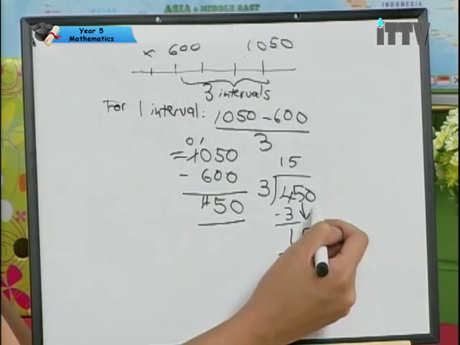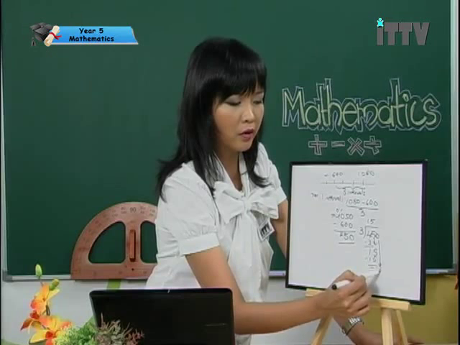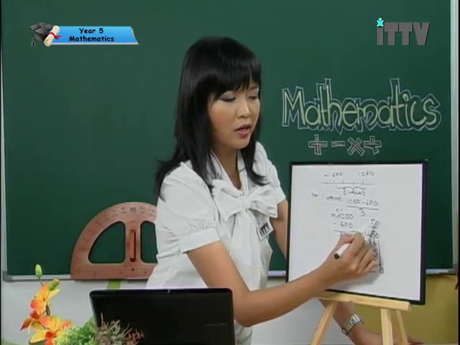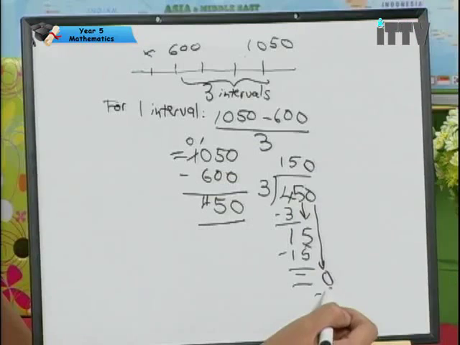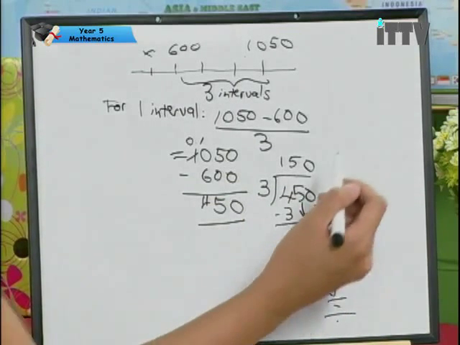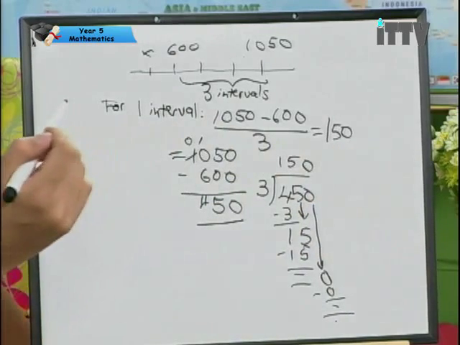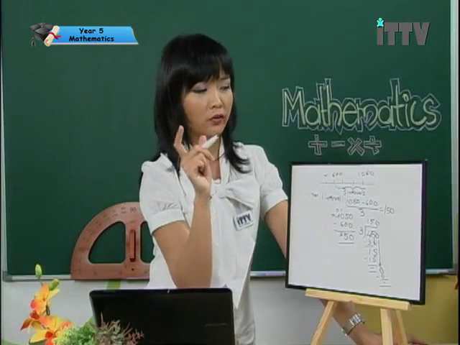Okay, remember what I told you about the common error? When the number cannot be divided, we must still write a 0 over here, yeah? Minus 0. Okay, so our answer is 150. That is the amount for one interval.